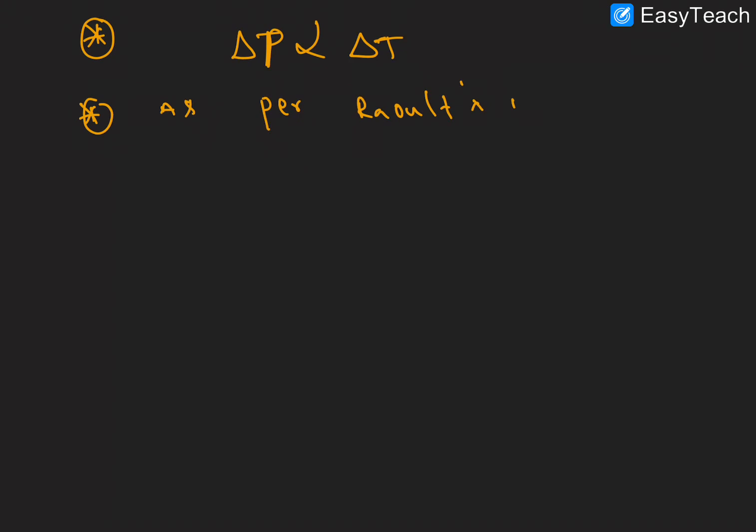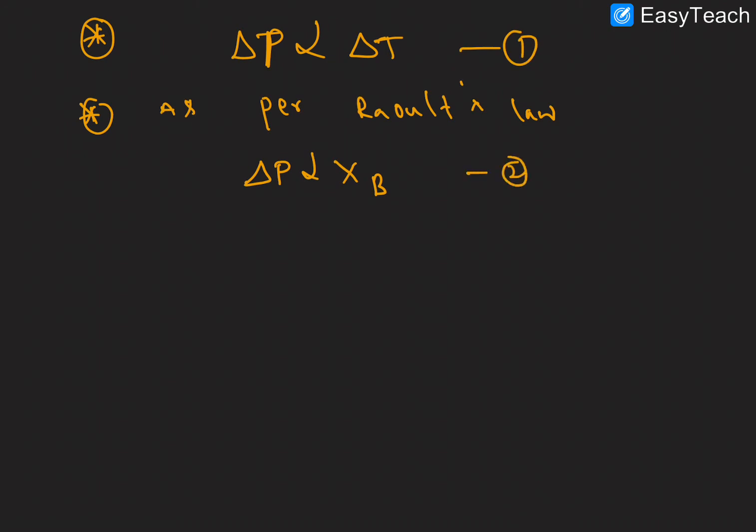This is the vapor pressure, this is the temperature, right? Here is the relation between temperature and vapor pressure. The first point: vapor pressure is directly proportional to delta T. Next, as per Raoult's law, the partial pressure is directly proportional to its mole fraction. So delta TB is directly proportional to the mole fraction of solute.